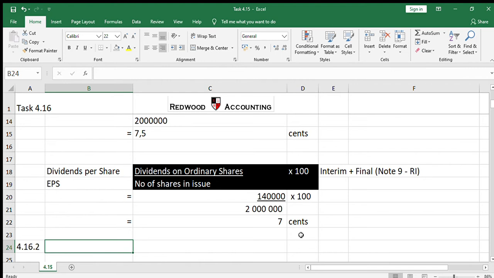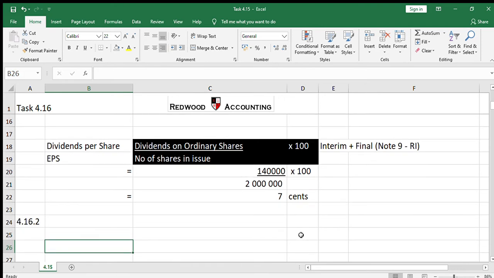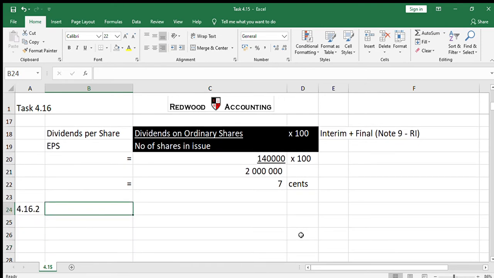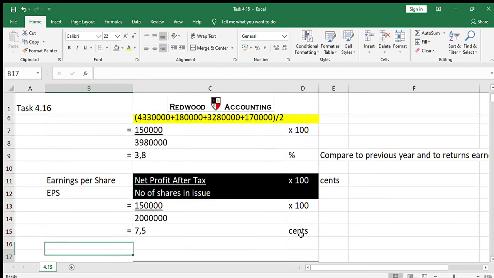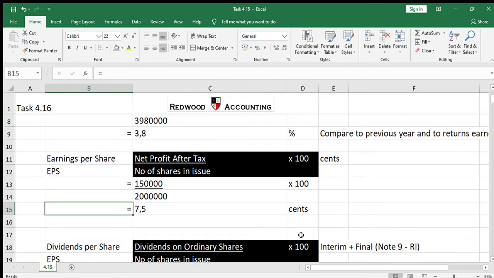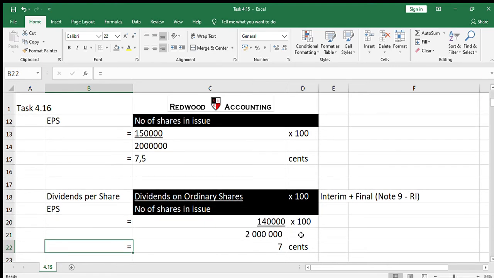They've given us the figures for the previous year. Now, with ratios, one of your easiest comparisons will always be to compare it to the previous year. Do you see the return on shareholders' equity was 10%, and we have now calculated it to be 3.8%. So it has definitely decreased. The earnings per share was 20 cents, and it is now 7.5 cents. The dividends per share was 10 cents, and it is now 7 cents.